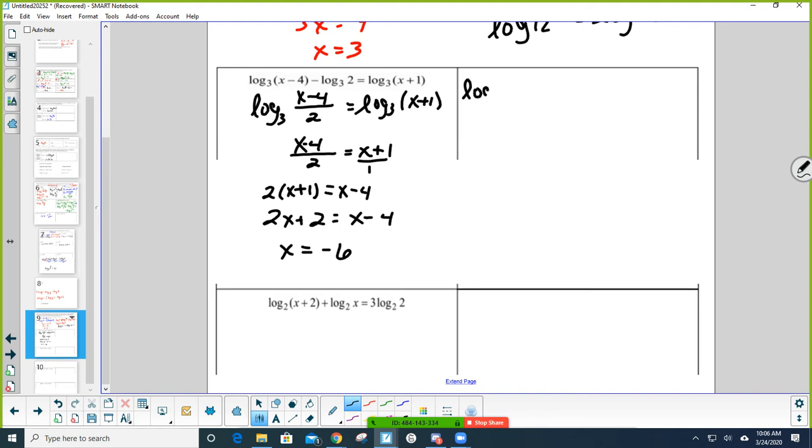So I'm going to come over here and say log base 3 of negative 6 minus 4 minus log base 3 of 2 equals log base 3 of negative 6 plus 1. And I end up with, honestly, as soon as I saw that negative 10 right here, I knew I couldn't do this problem.